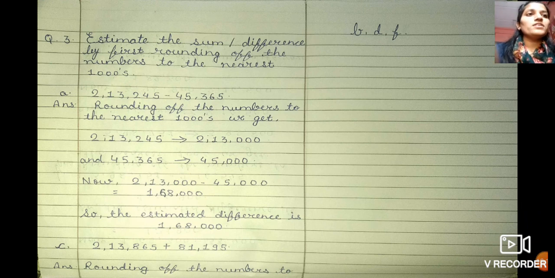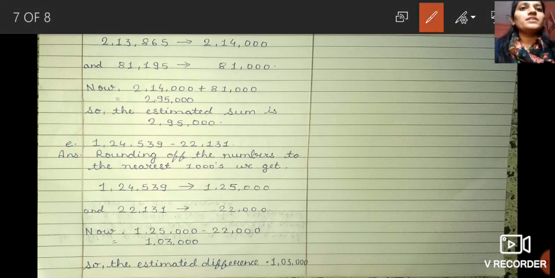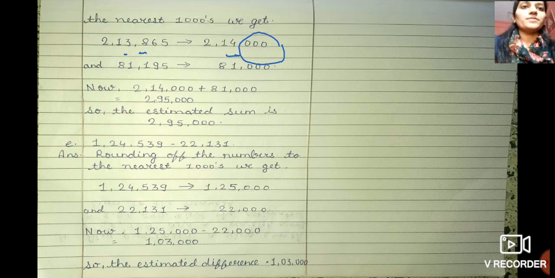C. Okay, so here we can see that B, D, F will be homework, and A, C, E will be classwork. So 2,13,865 plus 81,195. Rounding off the numbers to the nearest thousands, here we have to refer to the hundreds place, that is 8. So what we are going to do, all the 3 places will become 0, but we are going to add one number in the thousands place. So 3 will become 4 here.